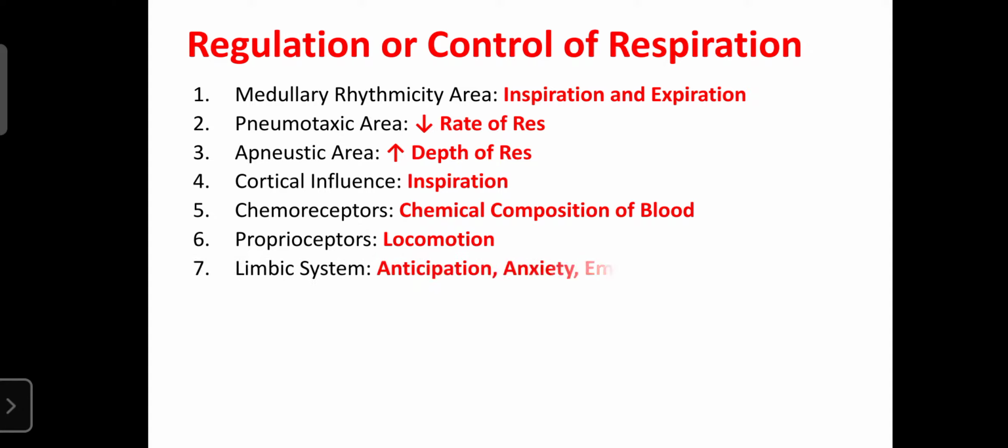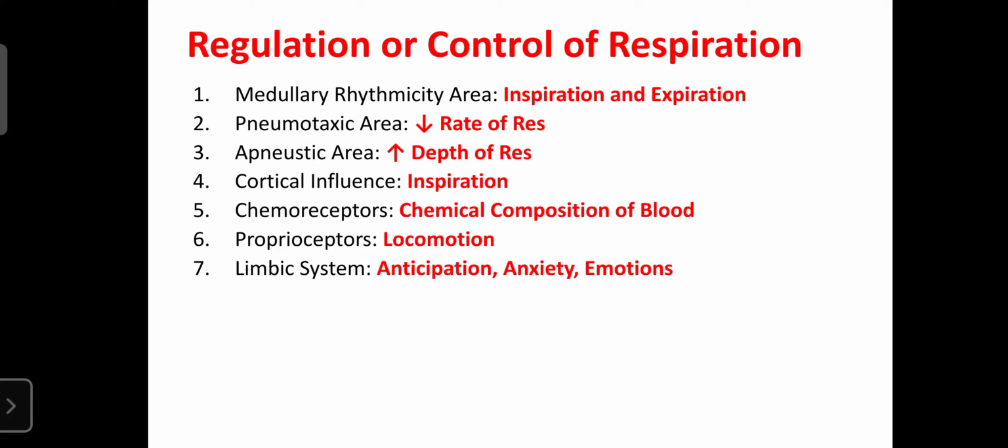So next one is the limbic system. The limbic system is mainly present in the temporal lobes and other parts of the brain. It is mainly involved in the regulation of anticipation, anxiety, and emotions. Its major function is to regulate anticipation, anxiety, that is fear. Anxiety means fear, and emotions.